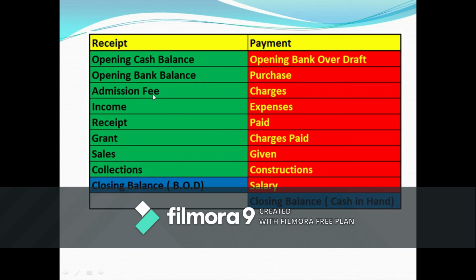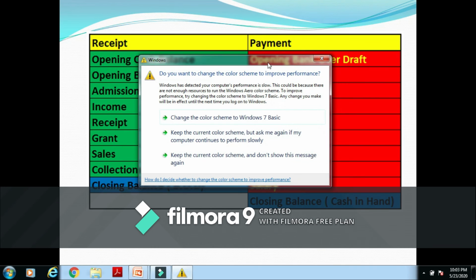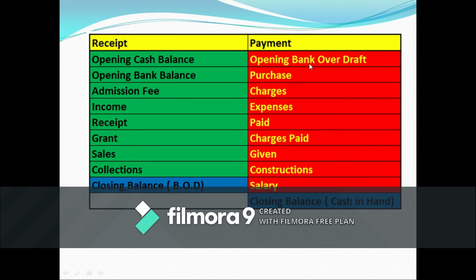Admission fees received, all the fees received. Whenever we receive any type of fees, the cash comes in. That's why it should be recorded in receipt side. Income, at the time the cash comes in, receipt, grant, sales, collections. So at the time we receive cash, that's why recorded in receipt side.